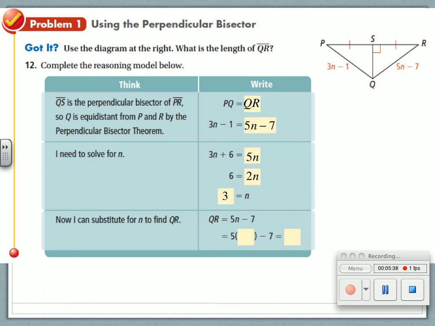Now, I want to find the distance of QR. So the question originally asked, what is the length of QR? So we're not done once we find the value of n. We have to substitute n back into the equation and solve. So 5n minus 7, 5 times 3 minus 7, 15 minus 7 is 8. So the length of segment QR is 8.